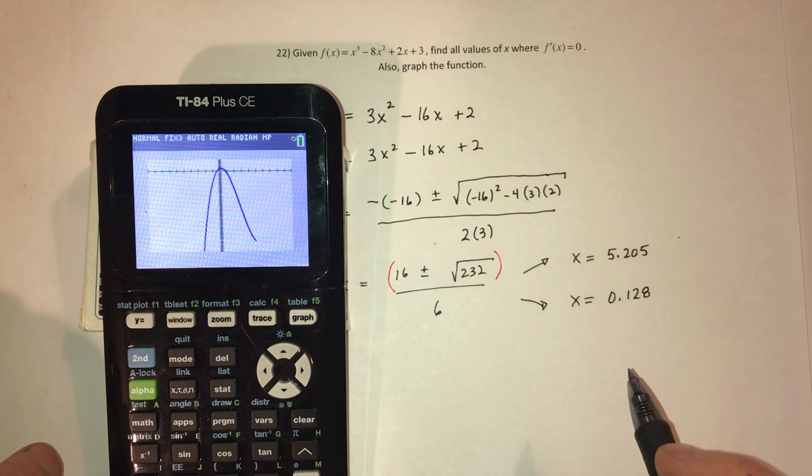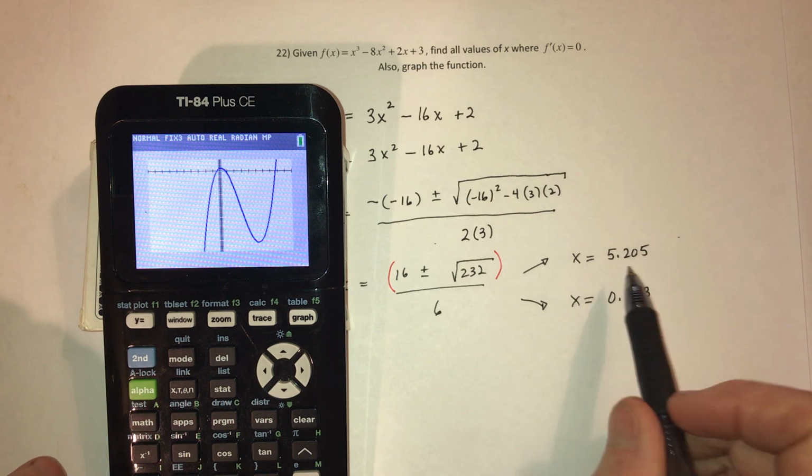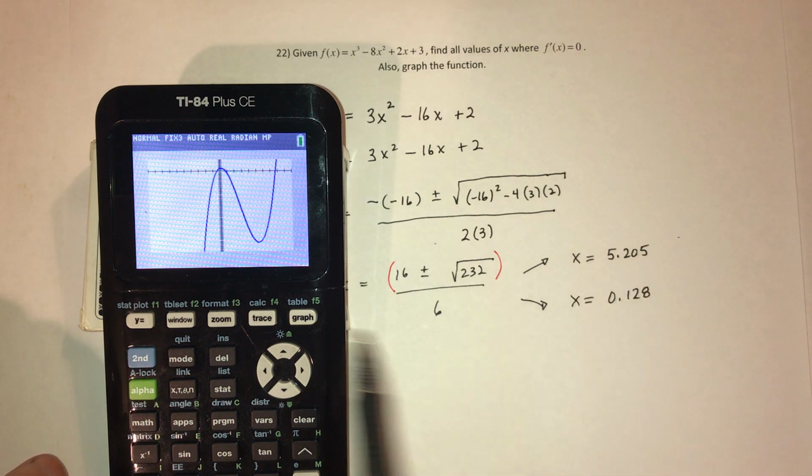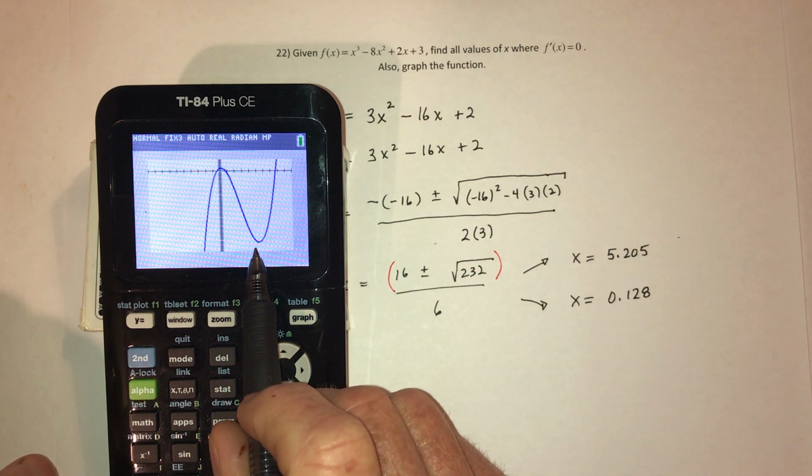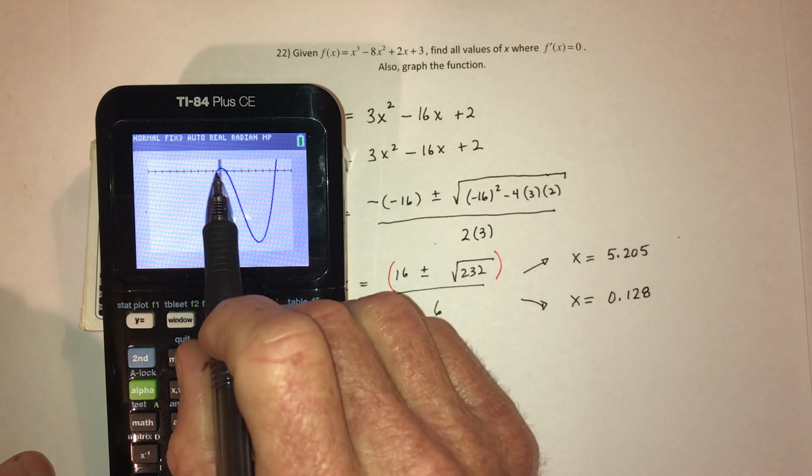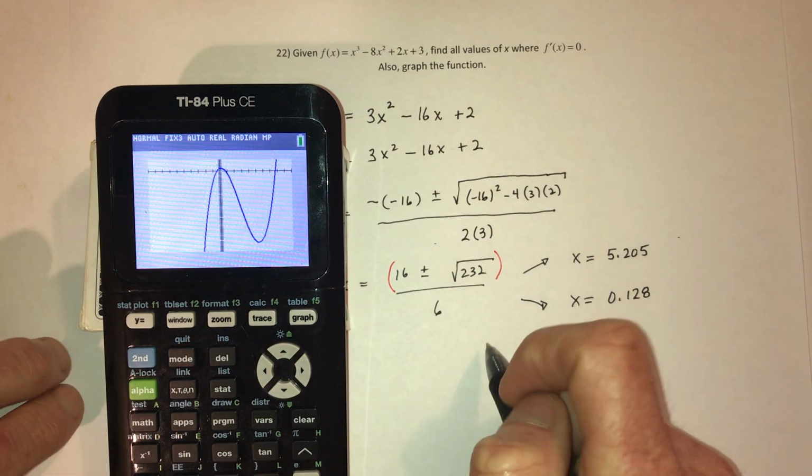And there we go. So we got these two answers. So it should be this lowest point, that's where the derivative equals 0, and that tallest point, that's where the derivative equals 0.